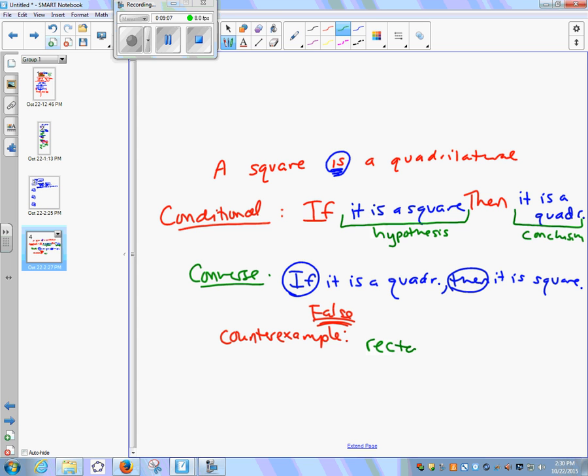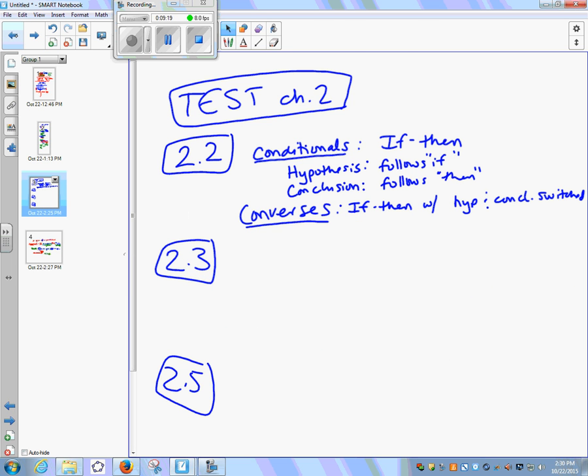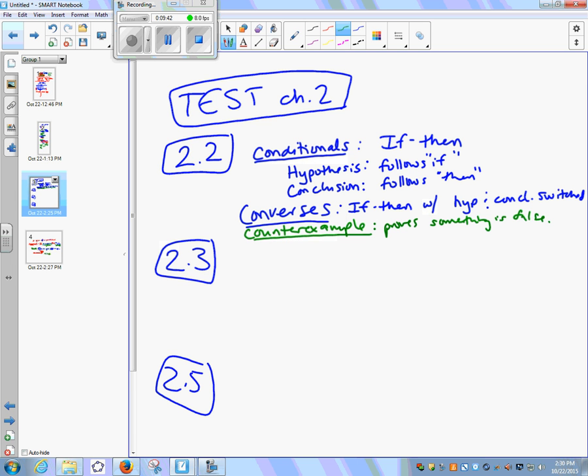Yeah, a rectangle would be a quadrilateral that's not a square. Trapezoid, kite, any of those, right? Okay, so if it's false, you can come up with a counterexample. So let's just add that to what you need to know from section 2.2. Prove something is false.